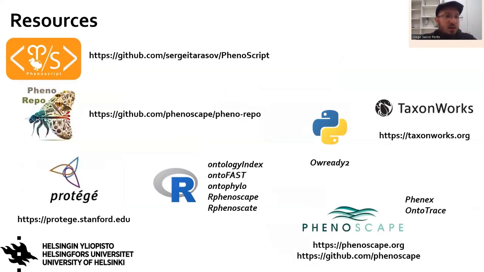And yeah, just to end, I just want to share some other tools for working with ontologies. Protégé is a tool for editing and building ontologies. There are several R and Python packages, and also some other tools to annotate phylogenetic character matrices with ontology terms. This tool is called Phenex, developed by the Phenoscape team.